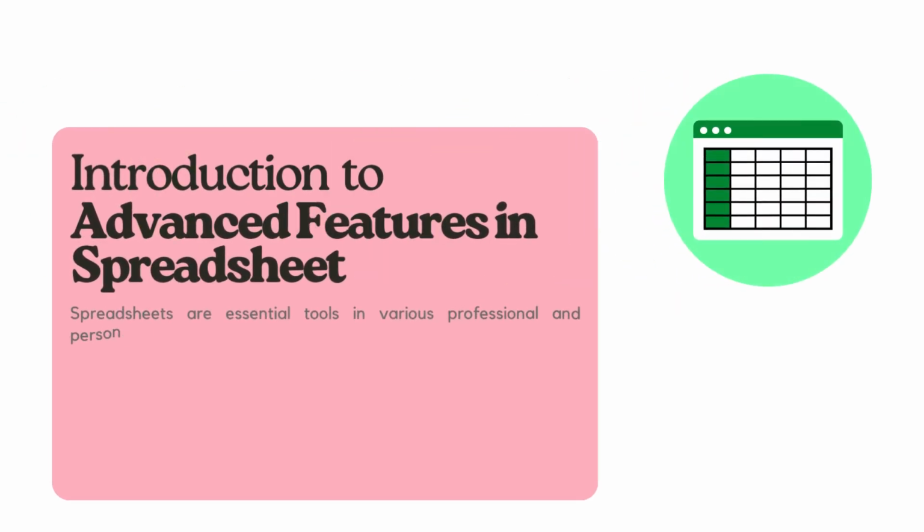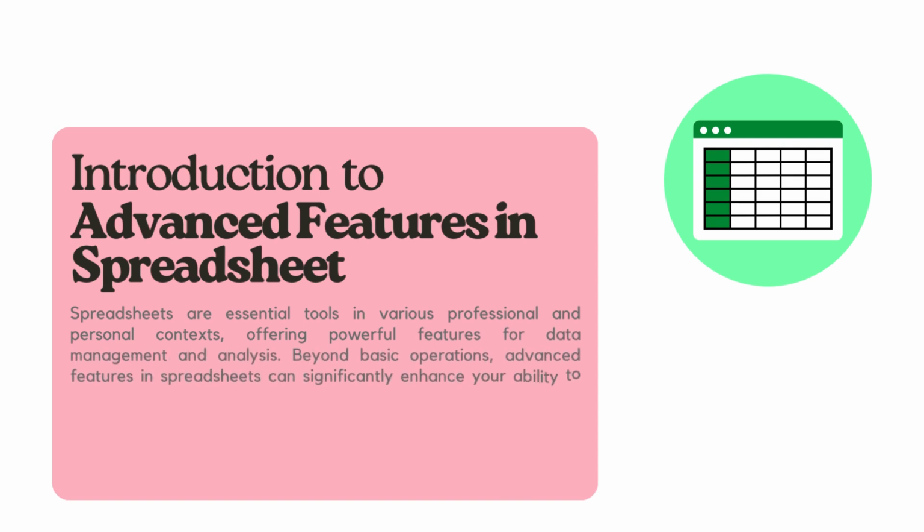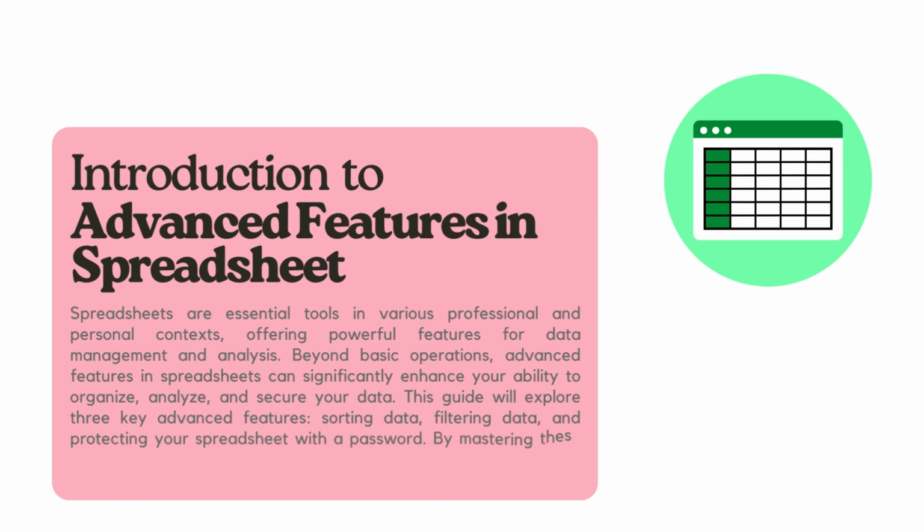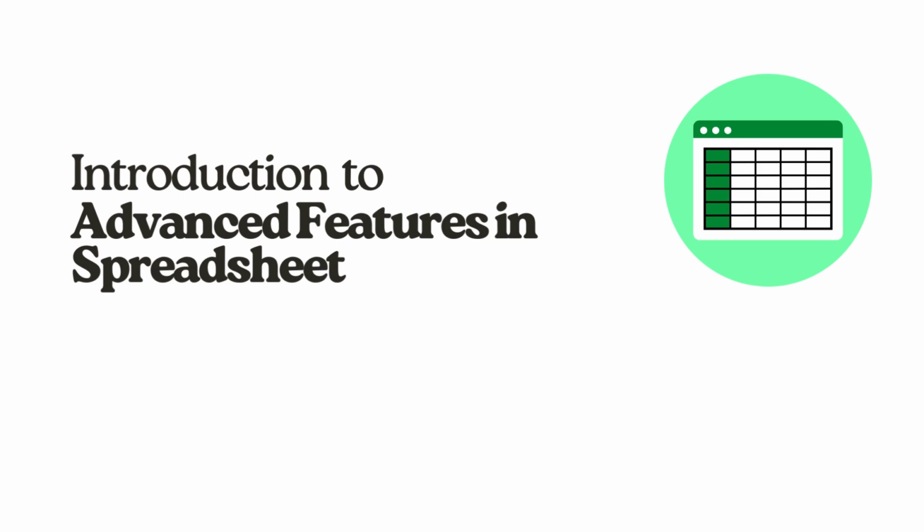Spreadsheets are essential tools in various professional and personal contexts, offering powerful features for data management and analysis. Beyond basic operations, advanced features in spreadsheets can significantly enhance your ability to organize, analyze, and secure your data. This guide will explore three key advanced features: sorting data, filtering data, and protecting your spreadsheet with a password. By mastering these functionalities, you can improve the efficiency and security of your data handling processes.